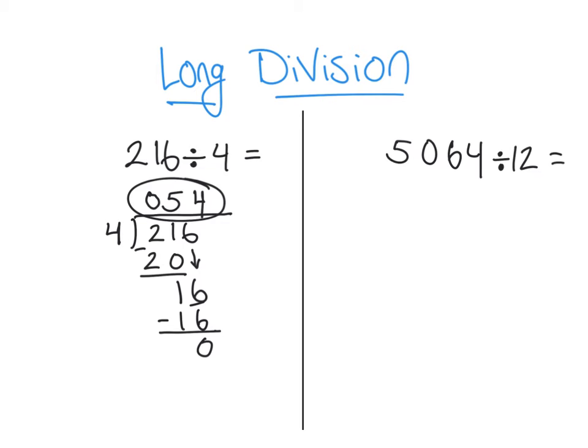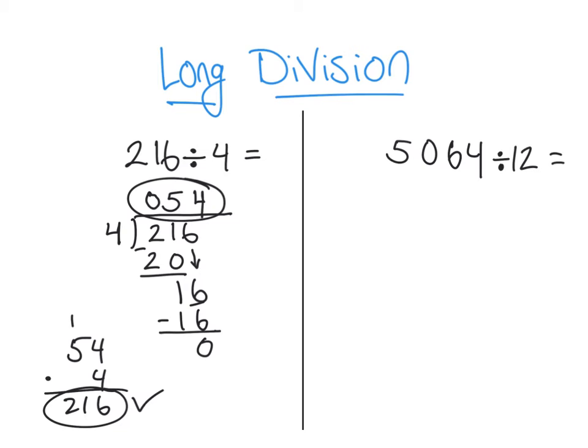Now, to check this, I could do 54 times 4 to see if I get 216. So 4 times 4 is 16, 4 times 5 is 20, plus 1 is 21. So I get 216, which is exactly the answer that I was looking for. So my answer is correct.